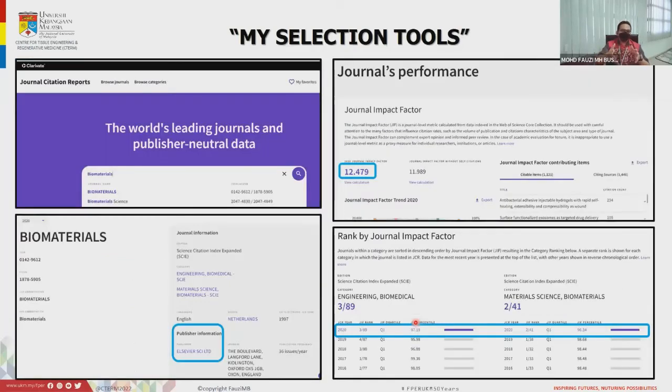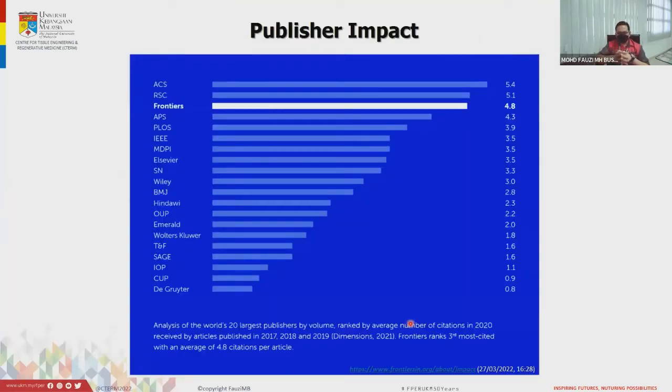Okay, and then I will check through JCR. For example, this one is Biomaterials, so you could look into the details of the journal from Elsevier. You could see the impact factor, currently for 2020, 12.4. The rank will be different for each category, so you need to check. Most of the time they take the highest category that correlates with your intended paper. This one I took from Frontiers, this year or last year. Frontiers is the third publisher with high citation. And then we have RSC, MDPI, and Elsevier, almost the same, 3.5 citations per article.